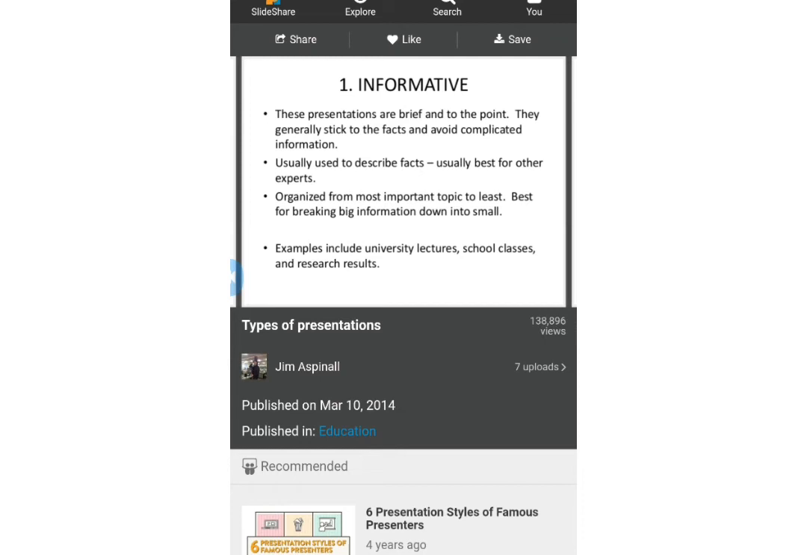They generally stick to the facts and avoid complicated information. We will only stick to the facts. We will not go into philosophy. It is usually used to describe facts, usually best for other experts. So from one expert to the other, you're only delivering a number of facts. You know what is a fact? A fact is a statement that is true for everyone. For example, the sun rises in the east. That's a fact. So we are only describing facts in an informative presentation.